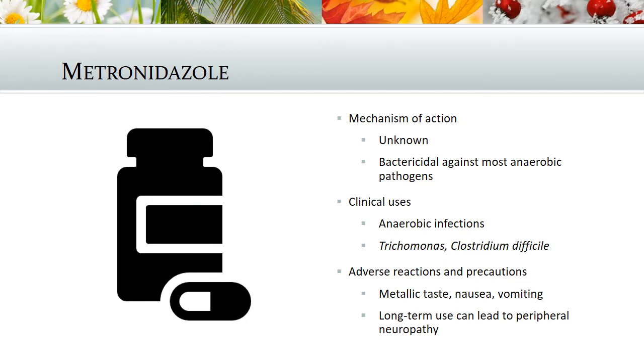Metronidazole. Its mechanism of action, or how it works, is unknown. It is bactericidal. It kills most anaerobic pathogens. It's used in anaerobic infections like Trichomonas and Clostridium. Adverse reactions include a metallic taste in the mouth, nausea, and vomiting. Long-term use can lead to peripheral neuropathy.